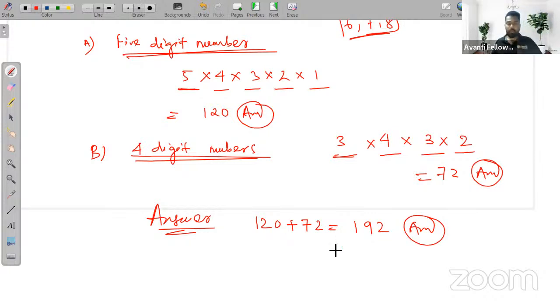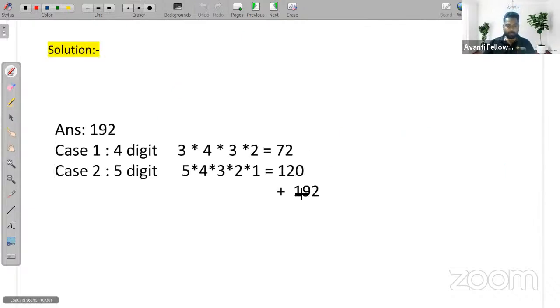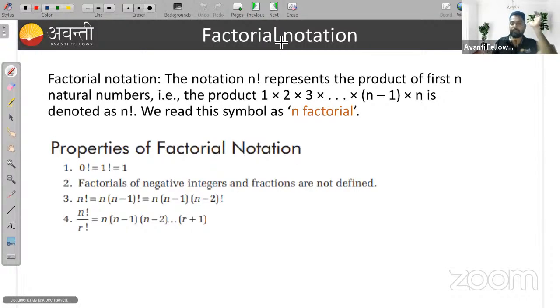Everyone, guys, please quickly. We are going very slow. Actually, a lot of questions came in JEE Mains from the fundamental principle of counting. If you study this way, we cannot complete permutations and combinations. So let's understand the concept first. Let's move to the next thing. The solution is already 192, right? Okay, so now we'll learn what factorial notation is.